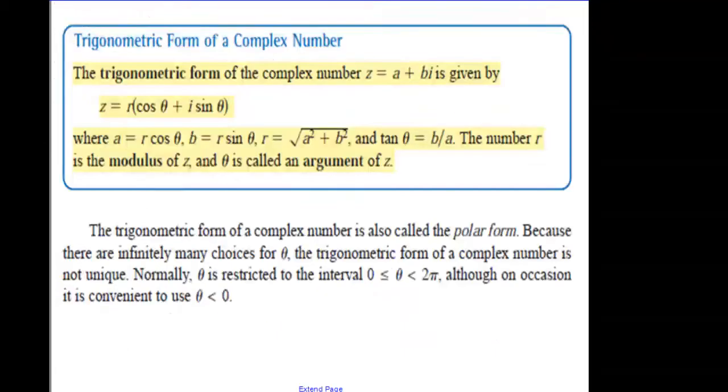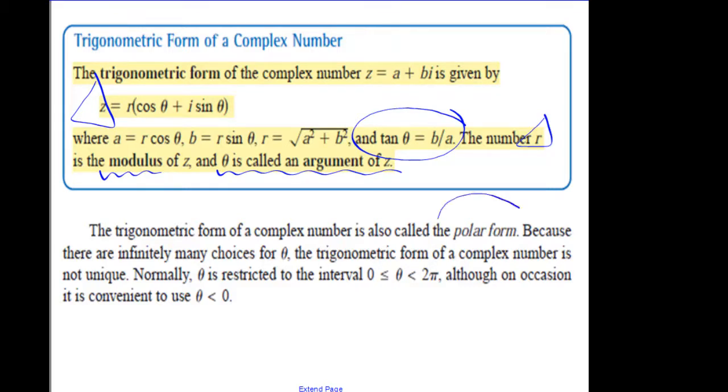So similar to when we were looking at vectors, we have that the tangent of theta is equal to b over a. This number r, the distance from the origin to the point plotted, is called the modulus, and theta is called the argument of z. Worth noting that when we put it into trig form, we say z is equal to the trig form. Sometimes you'll hear the trig form of a complex number also being referred to as polar form.